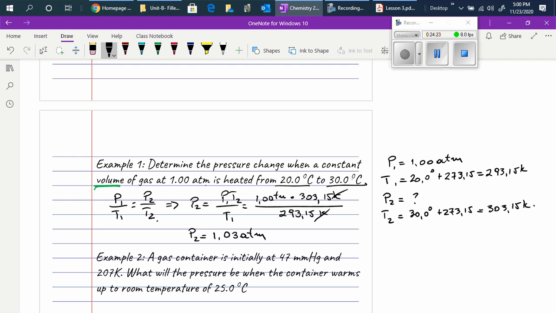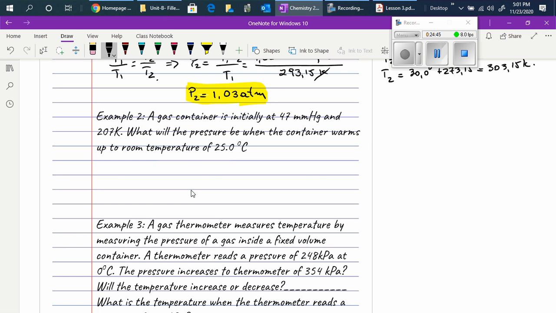1.03 atmosphere, which is a number that is higher than 1.0 atmosphere, and it is giving us the confidence, we should say, that what we are doing is right, because we expected that the pressure would increase. Let's take a look at this other example here. Oh, by the way, if they're asking you for kilopascal, then you convert it into kilopascal.